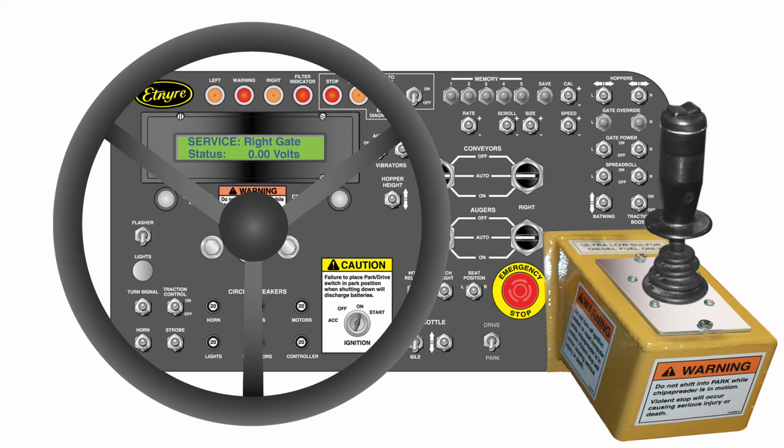This screen shows the voltage being measured in the right gate feedback circuit. Push the scroll switch down to move to the next screen. This screen shows the current to the forward solenoid of the pump. Push the scroll switch down to move to the next screen.